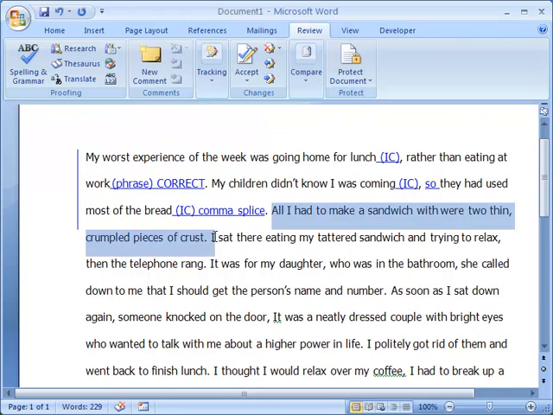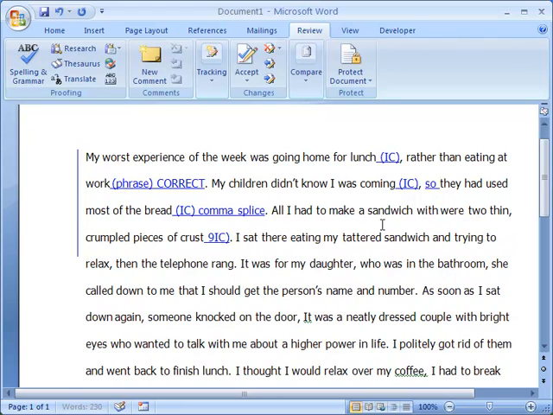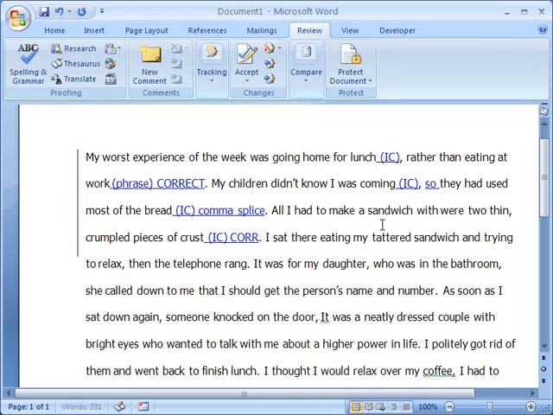If I look at the next sentence, even though I have a comma here, I realize that I only have one idea. All I had to make a sandwich were two thin crumpled pieces of crust. That's really just one idea. The comma here is dividing up two adjectives instead of two ideas. So this whole idea is an independent clause, which I do not need to change. This sentence is correct.